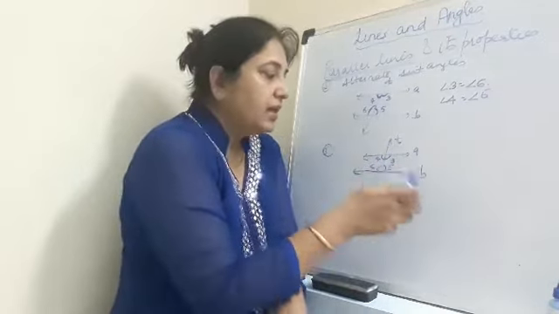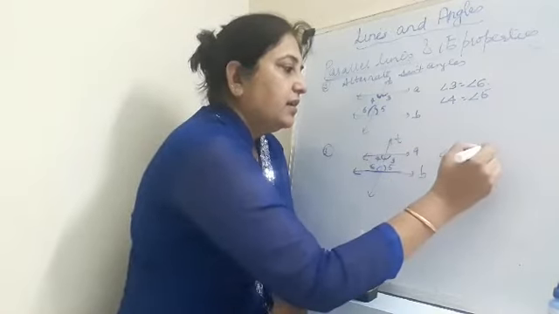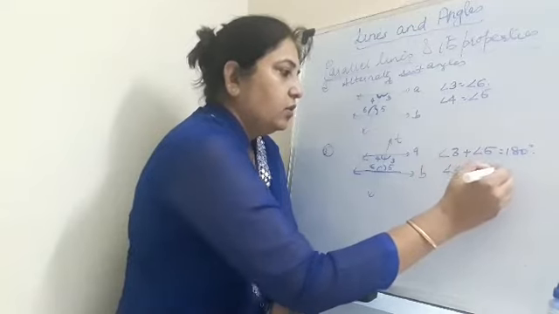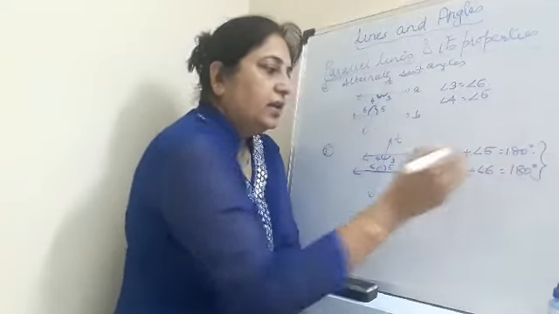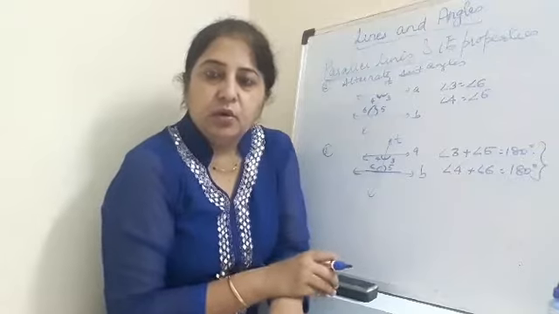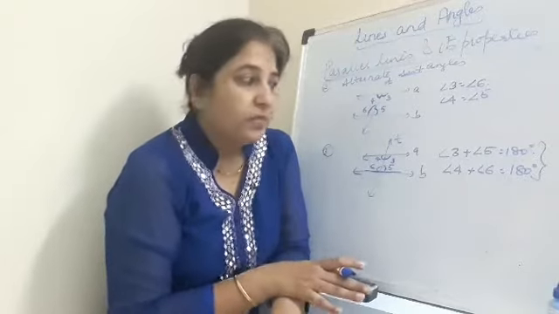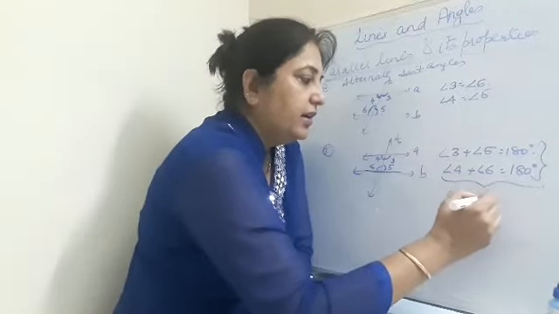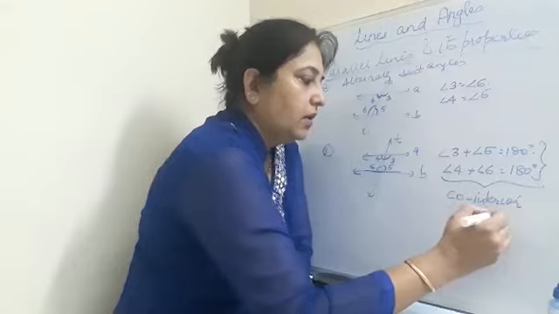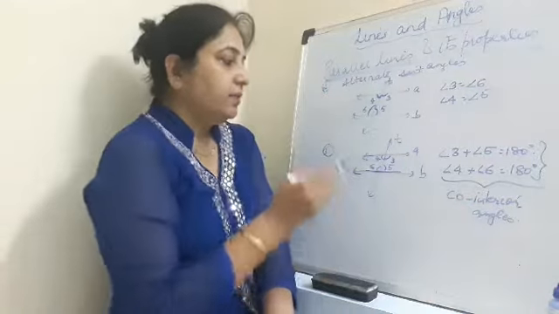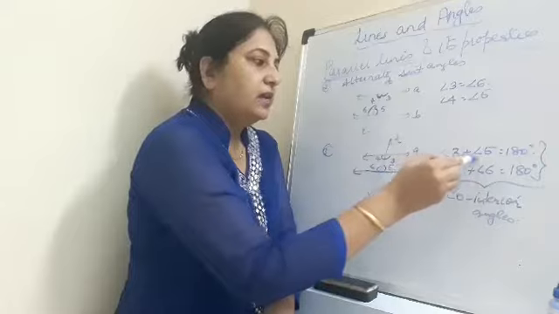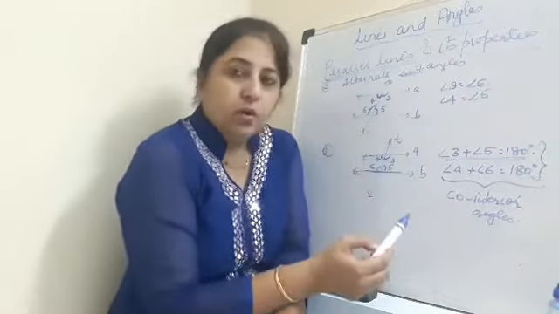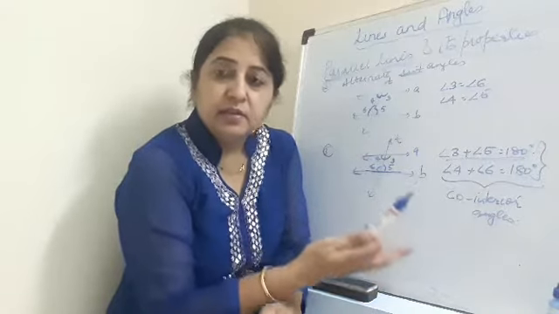So when we talk about these angles, we write angle 3 plus angle 5 is equal to 180 degree and angle 4 plus angle 6 is also equal to 180 degree. Now these angles are called angles lying on the same side of the transversal and they are supplementary. We can also call these angles as co-interior angles. Okay, so these are important properties. Only when the lines are parallel, the angles will be supplementary, and we will call these angles as co-interior angles or consecutive interior angles.